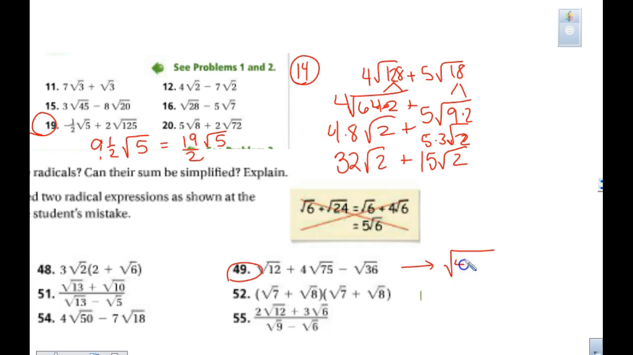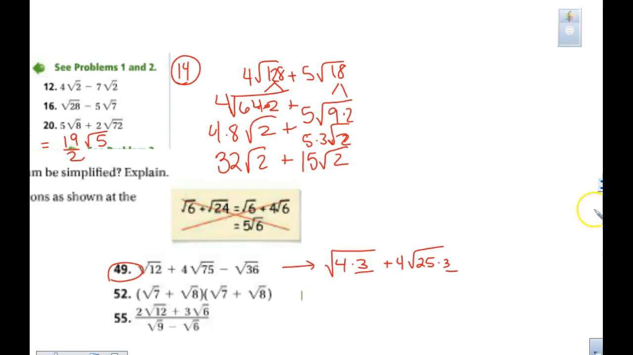The square root of 12, I'm going to go with 4 times 3. Plus I have 4 times the square root of 75, which I'm going to go with 25 times 3. Ooh, that's looking nice, right? We're like, yes, this is good. Some of you might not think that, but when you're doing your math homework, you got to be thinking, yeah, this is making sense. And square root of 36 is just 6. So when I'm looking at the problem, I have 2 times the square root of 3 plus 4 times 5, which is going to give me 20 square root of 3 minus 6.